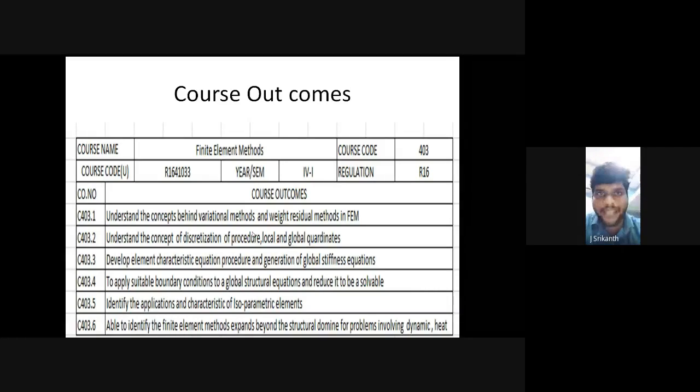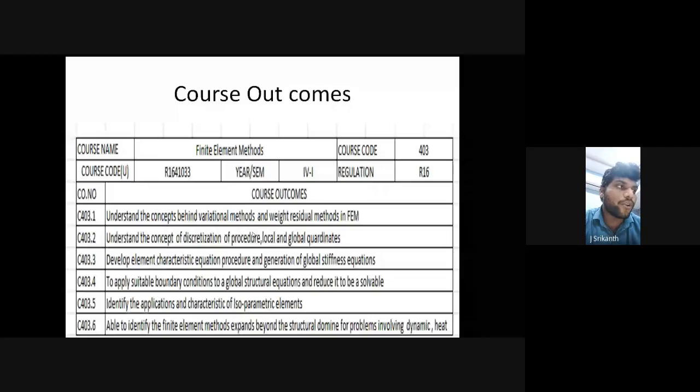Course outcome means what is the output of the first unit, what is the output of the second unit. So in unit number 1, what is the output? In this particular unit number 1, it includes understanding the concept of variational methods and weighted residual methods in the finite element method. 99% of it includes differential equations. I'm discussing in the computational fluid dynamics lab, it includes differential equations also. So in unit number 1, 90% is differential equations.